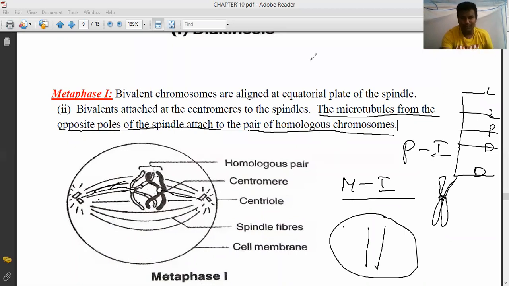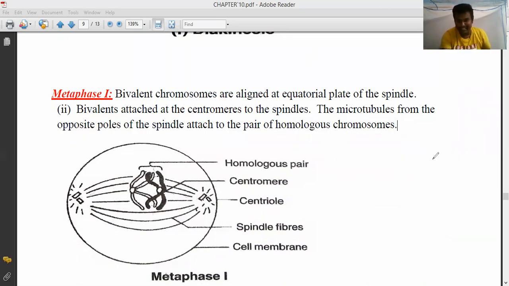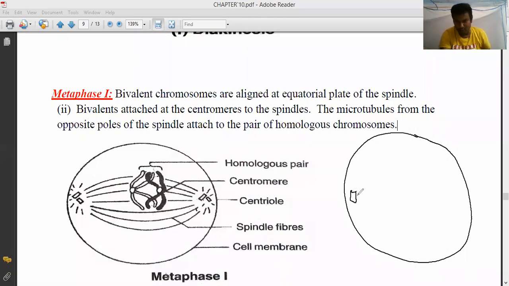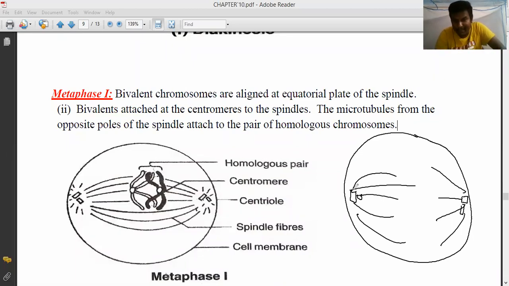Here, one point you have to remember. This is the cell membrane. Here a centriole will be there, and here a centriole will be there. These are spindle fibers. The centriole forms spindle fibers, and along with the spindle fibers, the centrioles also give rise to microtubules. See here the microtubules; these are called microtubules. From the centrioles, microtubules are also arising.